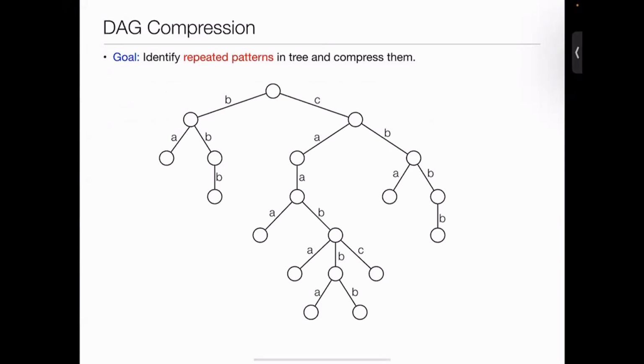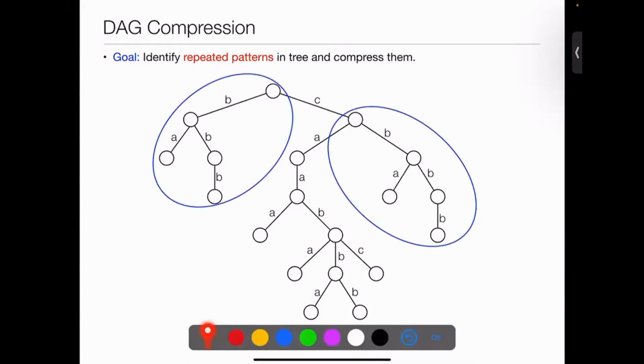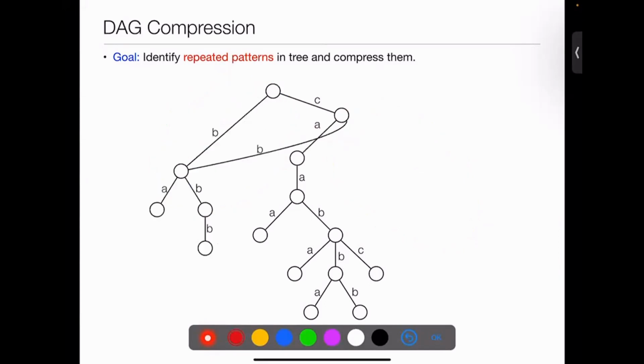So when we want to compress trees, the goal is to identify repeated patterns in the tree and compress them. And when we talk about DAG compression, what we do is find equal subtrees where it's the full subtree that is equal. So this whole subtree here and this whole subtree here, you can see they are equal. So instead of saving the whole tree and saving both of them, we can make a pointer over here instead. Okay, so we can compress it like this.